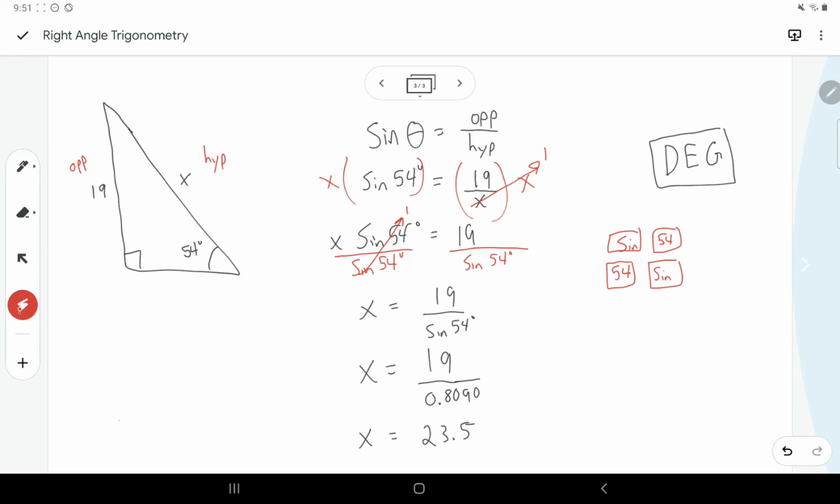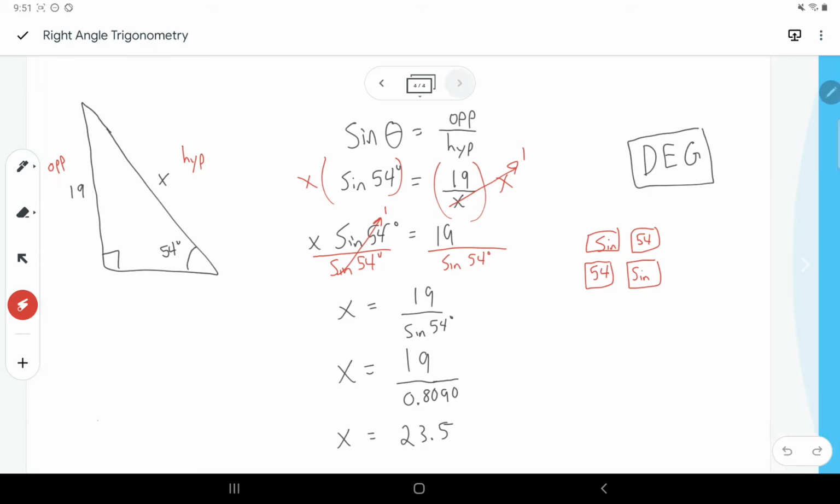Okay, so we went from just knowing the opposite and the angle to also knowing the hypotenuse. So that's one use for sine. We've found the hypotenuse. Let's take a look at finding the opposite side.